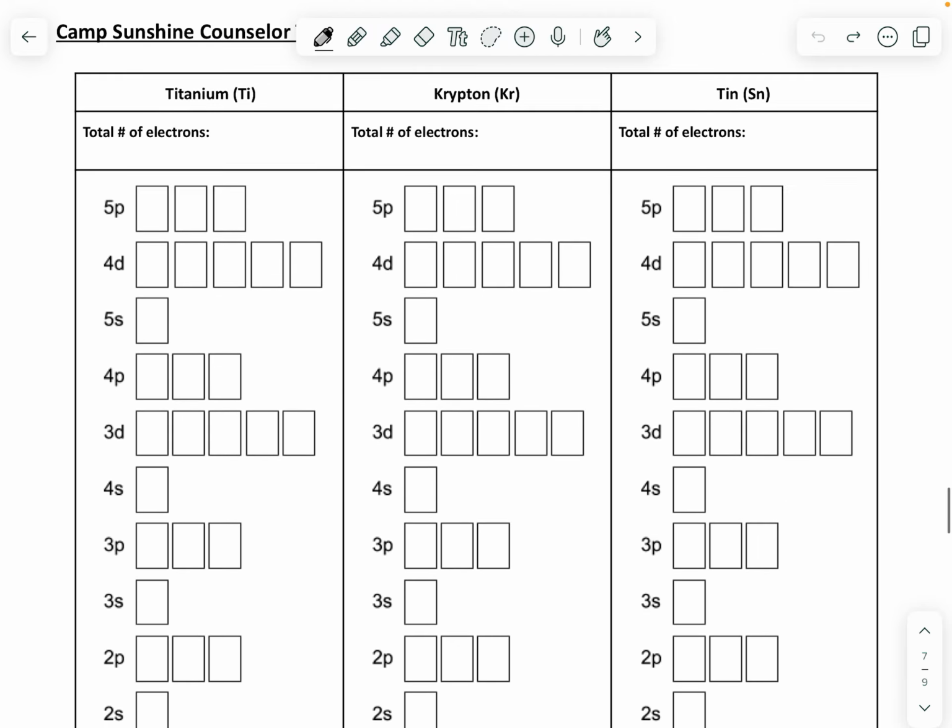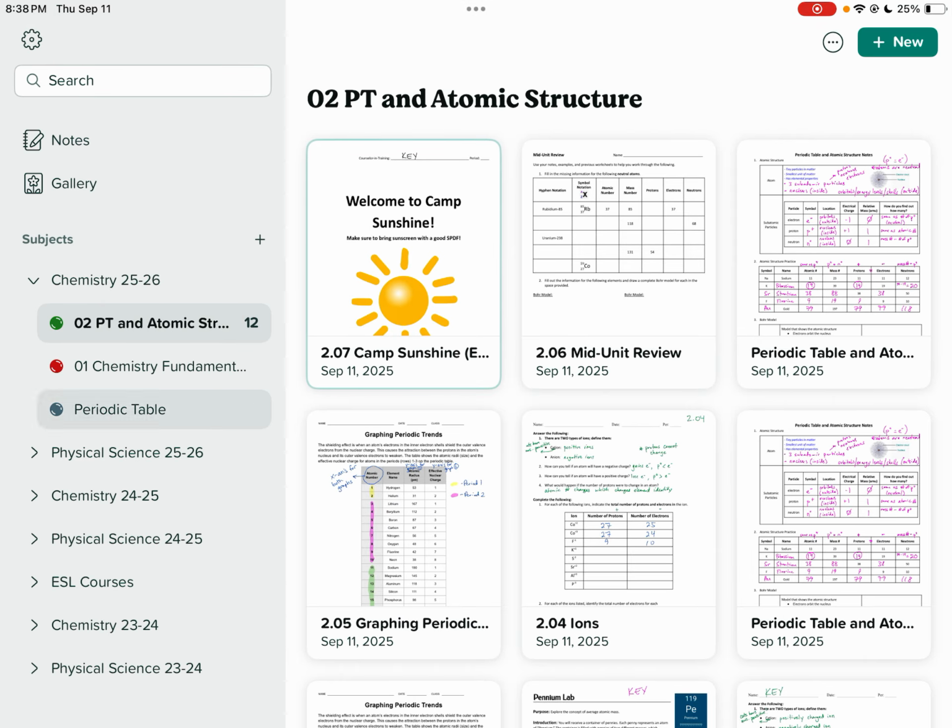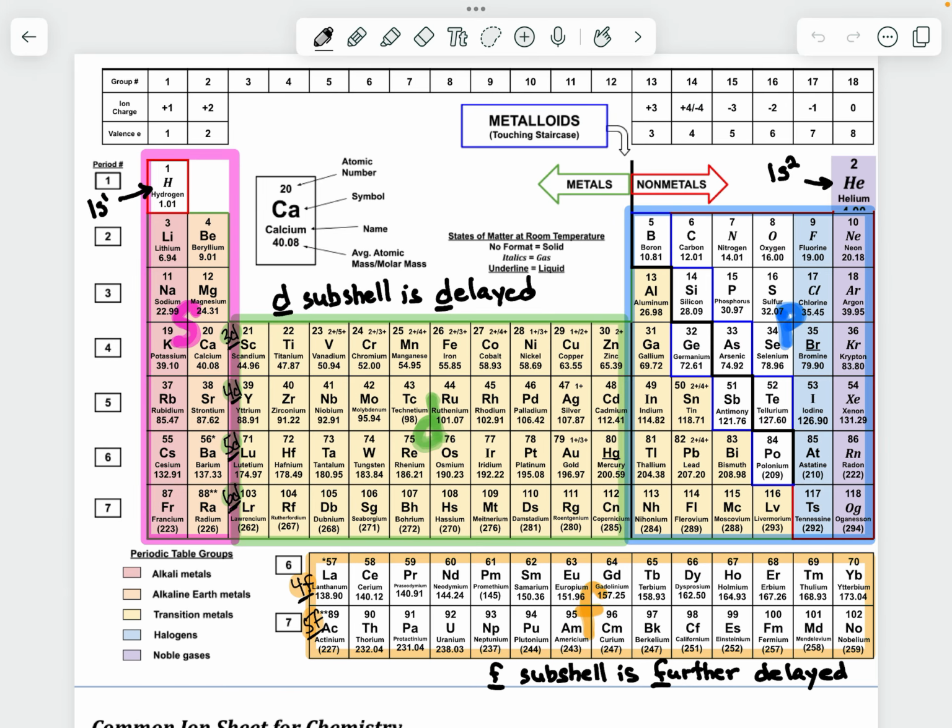So let's take a look at an example here. I'm going to leave a couple examples for you to do on your own to practice, but I'm going to do tin just because it's a little bit bigger of an atom, and it's going to bring a lot of electrons with it. And so when we look and we find tin, and I'm going to use this periodic table actually, we see that tin is number 50.